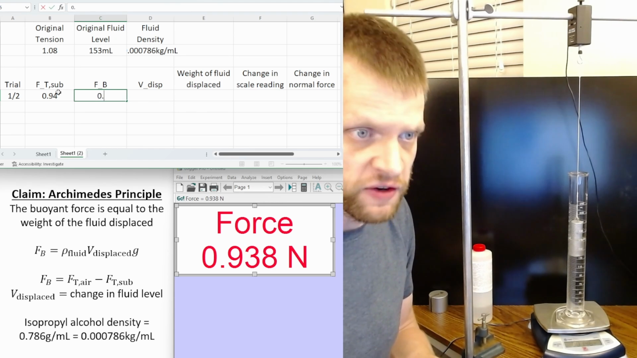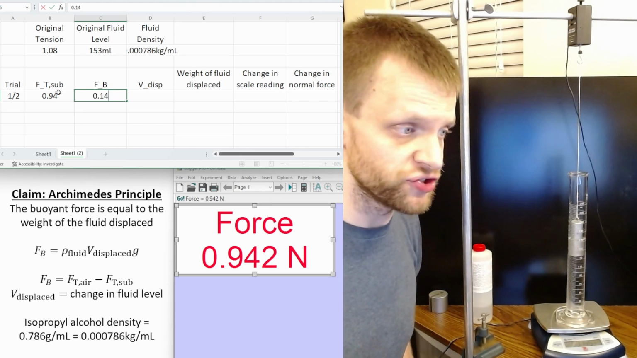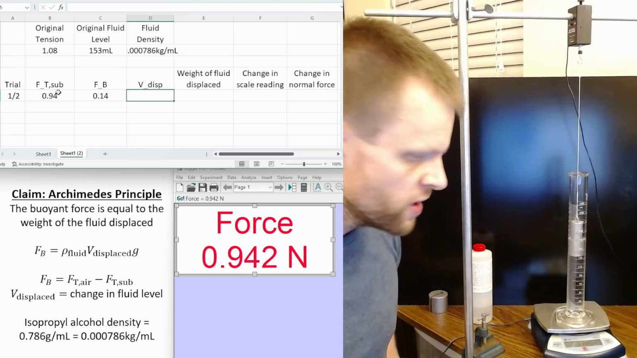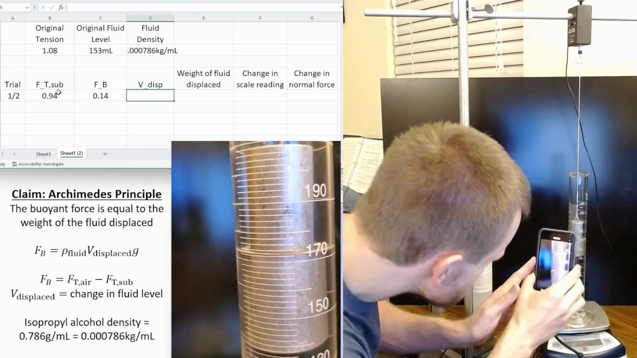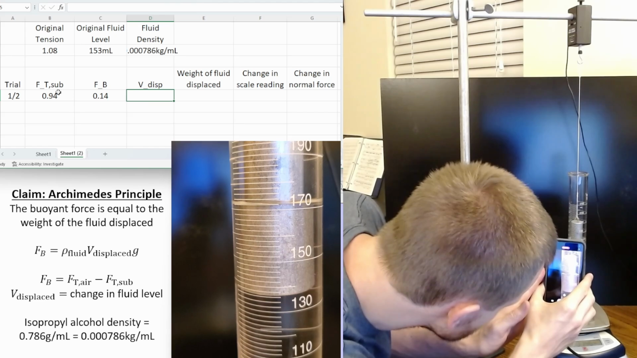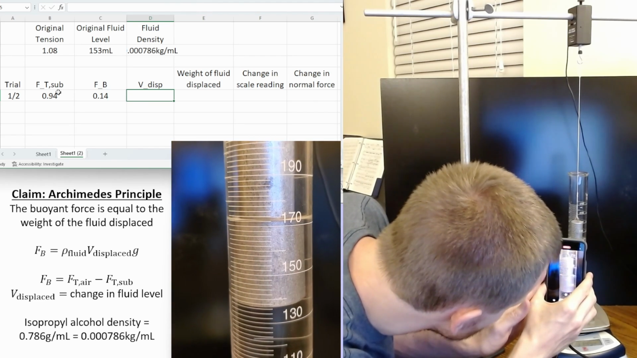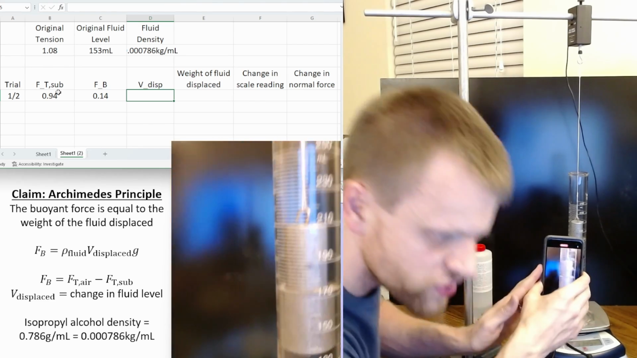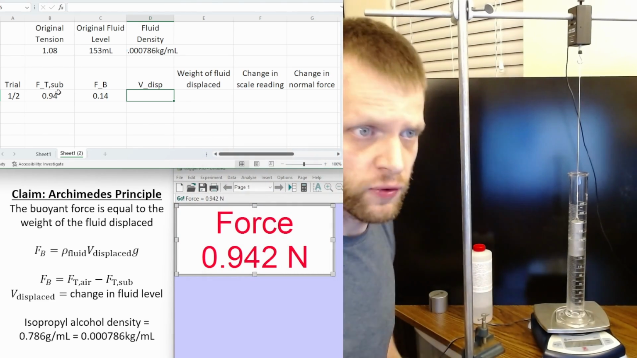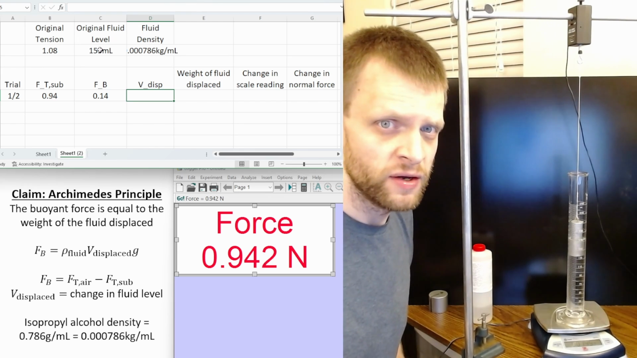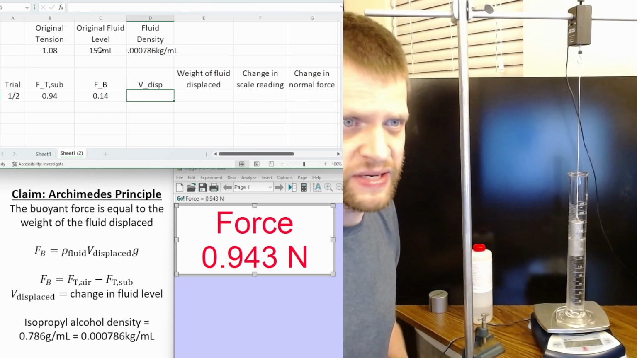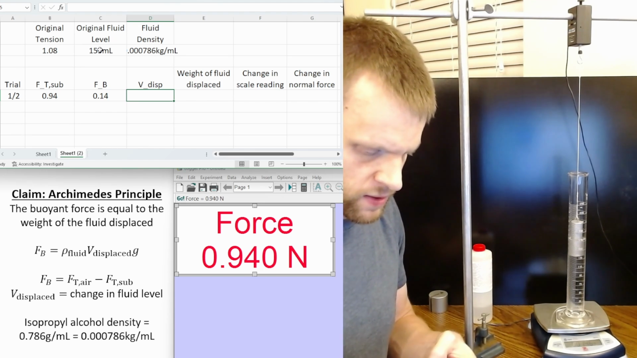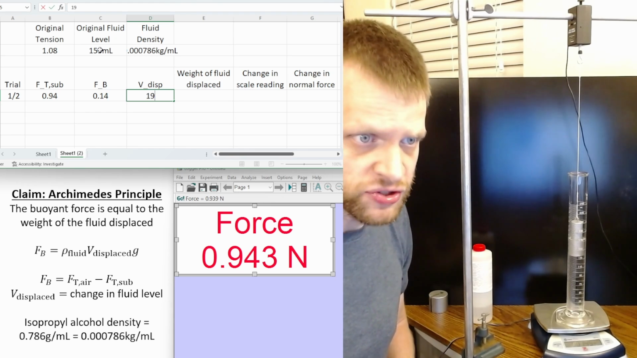And if we take the difference from the original tension, that gives us a buoyant force of 0.14, which notice is significantly less than what we had last time this was half submerged. Again, it could be off, but let's check the other numbers. So for the volume displaced, the current water level looks like it's right around 170, 172 or 173? Let's call it 172 and a half. So if we're going from 153 to 172 and a half, that should be 19.5. Let me just make sure that I'm not messing that up. Yeah, 19.5 milliliters for the volume displaced.